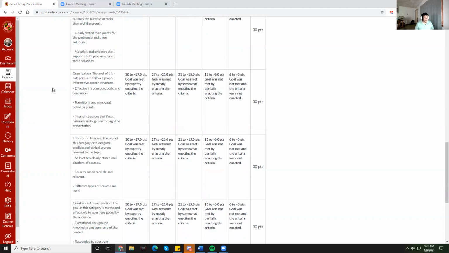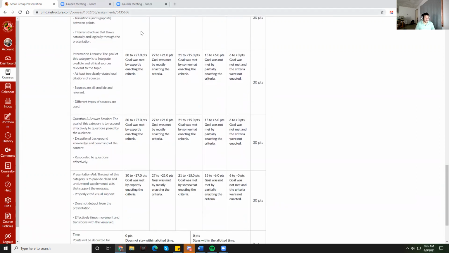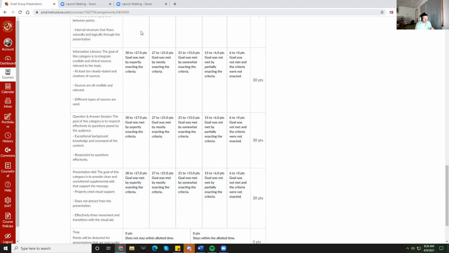The next up is your organizational skills. That's just your transitions, bodies, conclusions, and transitions between main points. It's functionally the same as what we've been doing all semester. Information literacy: did you have your 10 sources? Did you cite your 10 sources? If you do that, claim, data, warrant, you are good to go.